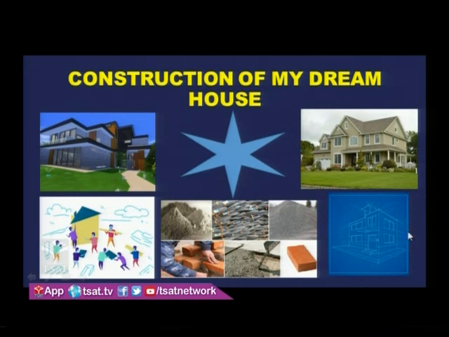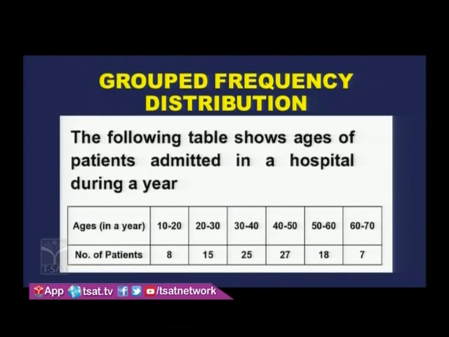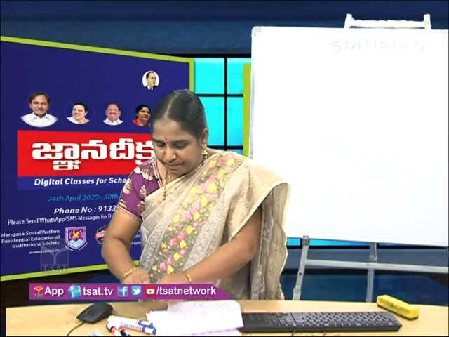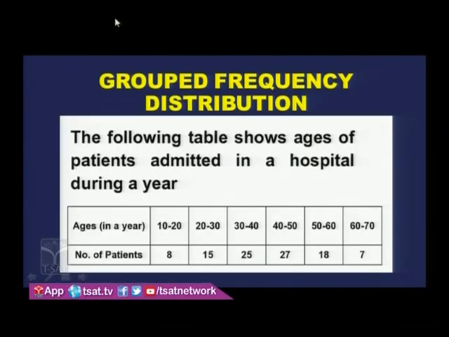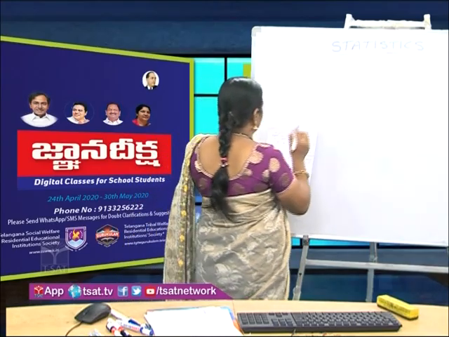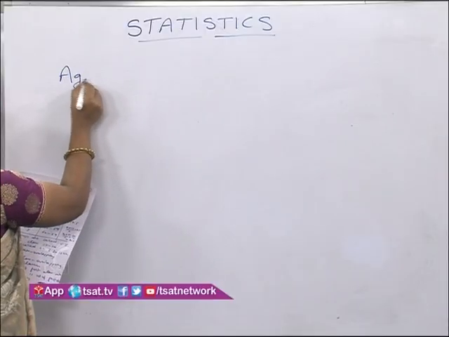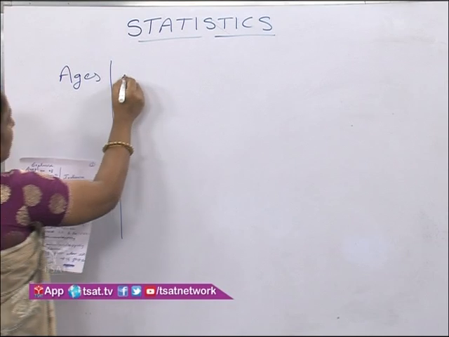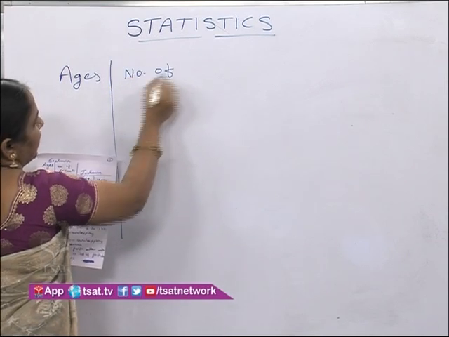In the same way, before the construction of grouped data, we try to analyze what are the keywords and what are the concepts related to the grouped data. So, for that, we will see a grouped data which is already constructed. Look at the board, children. I am writing this grouped data on the board. Here I have the number of patients who were admitted in the hospital in a particular year. So, ages of patients is the first column, and the second one is number of patients.